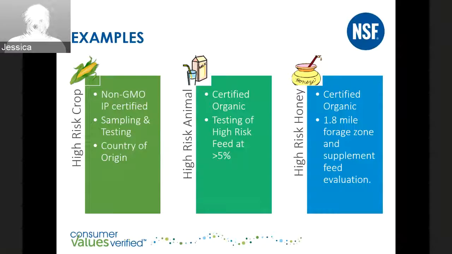Now let's move on to honey. For honey, if the honey was not certified organic or Non-GMO Project verified, then True North requires that the forage zone of the bees and supplement feed be assessed. The True North forage zone is a 1.8 mile radius. So we would need to see what kind of agriculture is happening within that 1.8 mile radius. And again, if it was certified organic honey or Non-GMO Project honey, all we would need would be the certificate and summary, and then that's it.